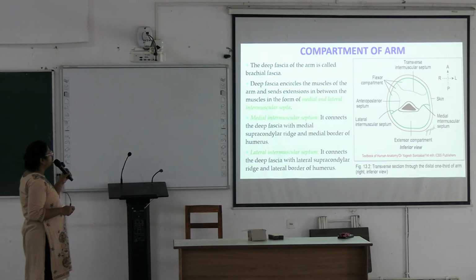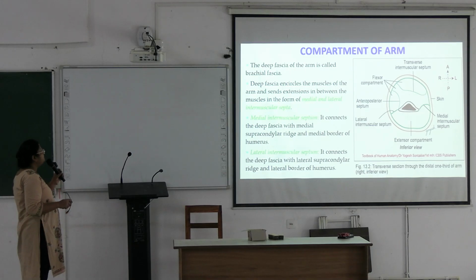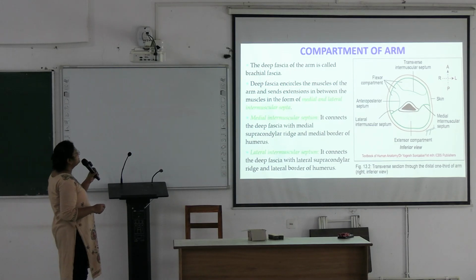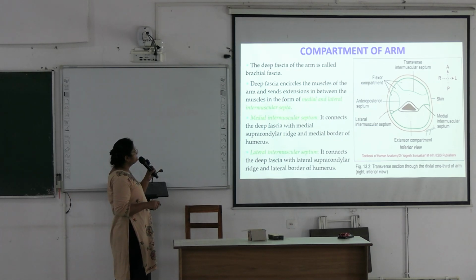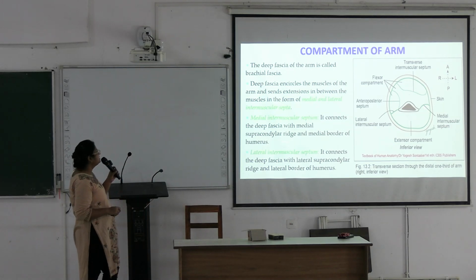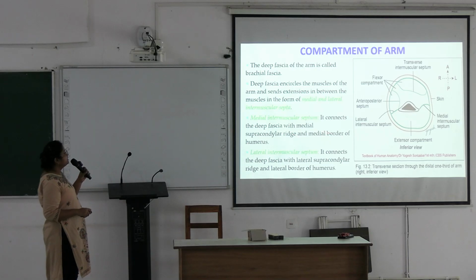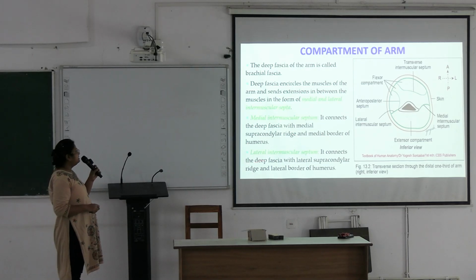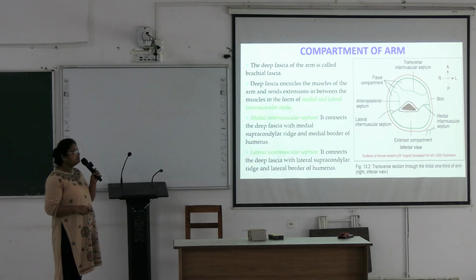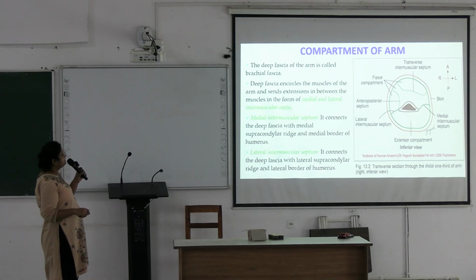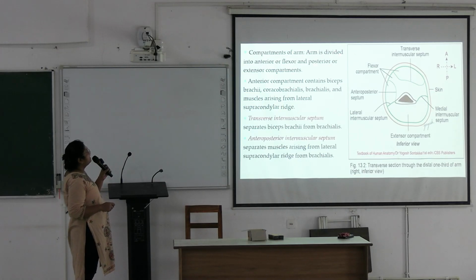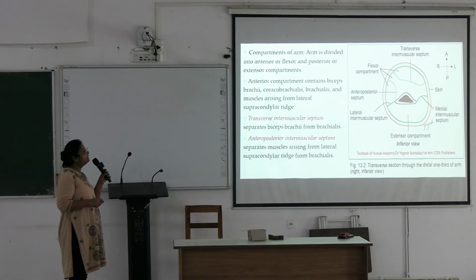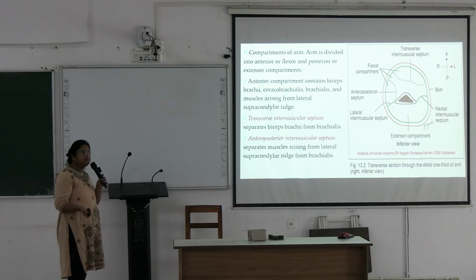So the deep fascia of the arm is called the brachial fascia, and it encircles the muscles of the arm and sends extensions in between the muscles in the form of medial and lateral intermuscular septum. These are the intermuscular septa. The medial intermuscular septum connects the deep fascia with the medial supracondylar ridge and medial border of the humerus. The lateral intermuscular septum connects the deep fascia with the lateral supracondylar ridge and lateral border of the humerus. And the arm is divided into the anterior or flexor compartment and the posterior or extensor compartment.